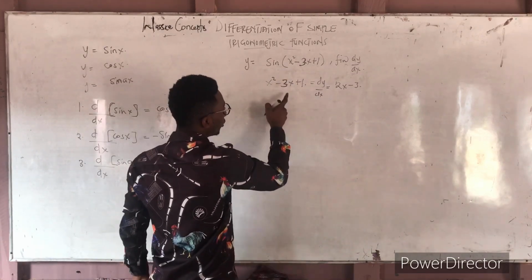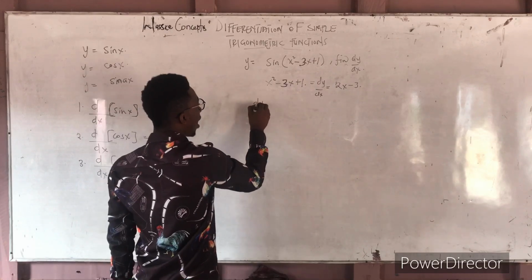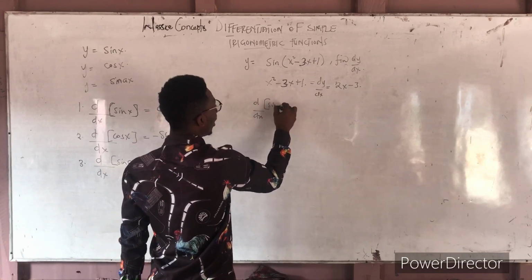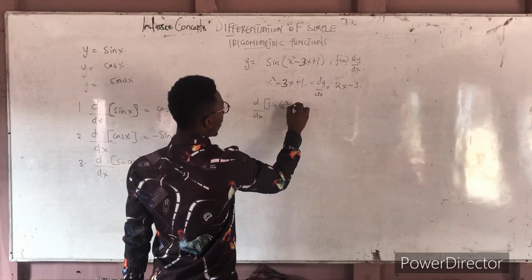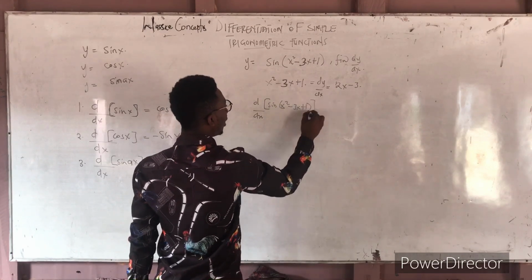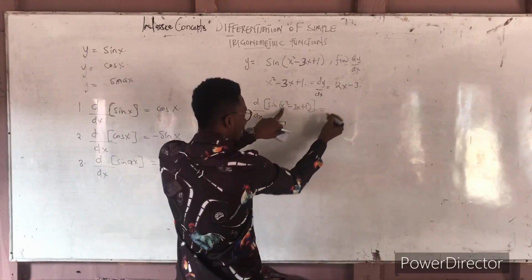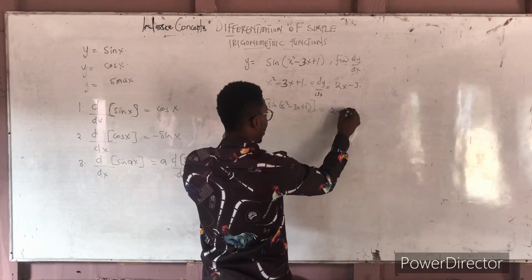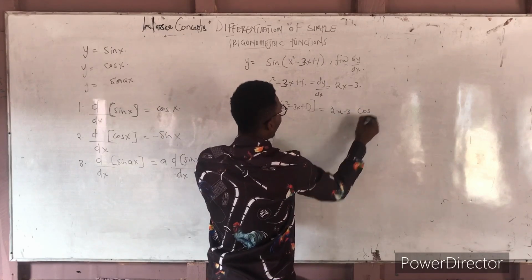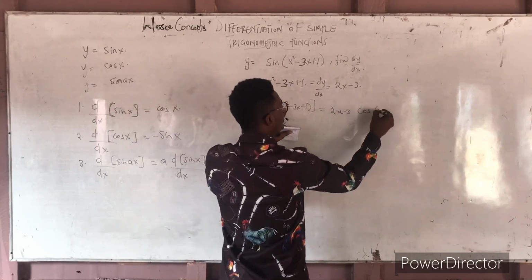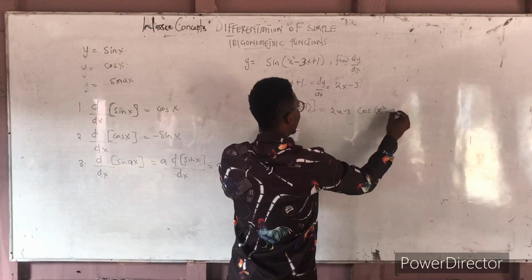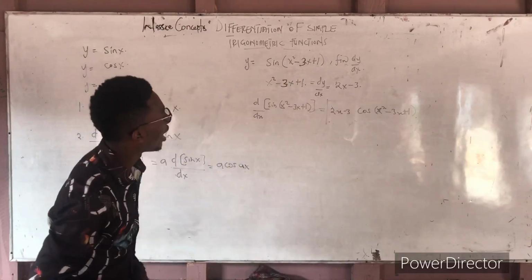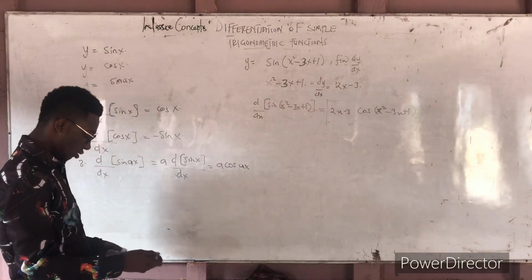So since you are getting that function here to 2x, then the d/dx of sine of x squared minus 3x plus 1 is therefore equal to what? You find the derivative of the x values over here, and that's why we got 2x minus 3 cos of what is over here, which is x squared minus 3x plus 1. So this is the derivative of y equal to sine of that function.